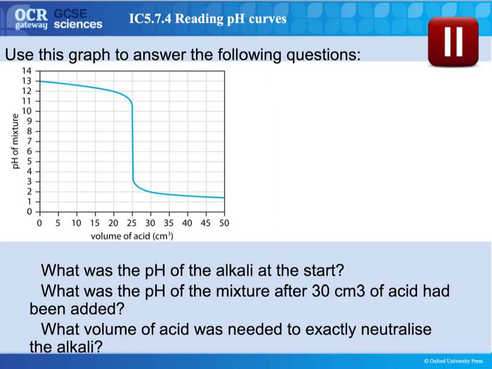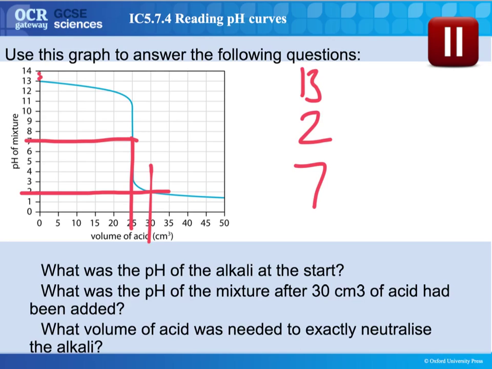A couple of questions for you to try here. Firstly, the pH of the alkali at the start, that's here, it's 13. What was the pH of the mixture after 30 cubic centimetres of acid had been added? Which is 2. And what volume of acid is needed to exactly neutralise the alkali? Which is 7.